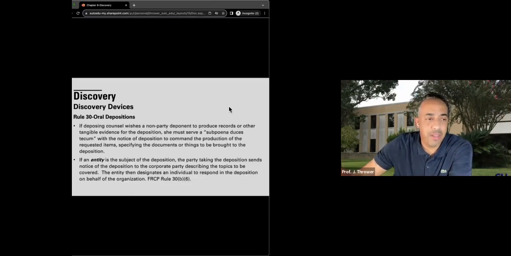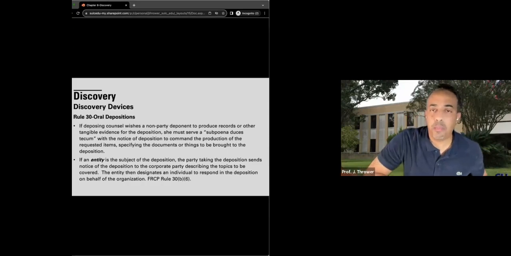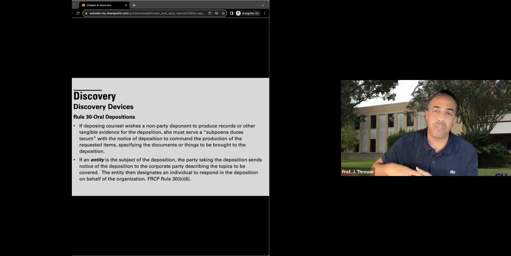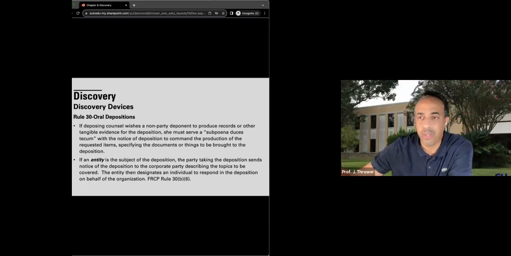In the event that the counsel who is deposing the witness wishes a non-party deponent, so this is a person being deposed who is not a party, let's say, for example, an expert, a medical doctor, or an expert economist, to produce records or other tangible evidence that may be used in support of the testimony provided at the deposition, then the deposing counsel must also serve what's known as a subpoena duces tecum along with the notice of deposition.